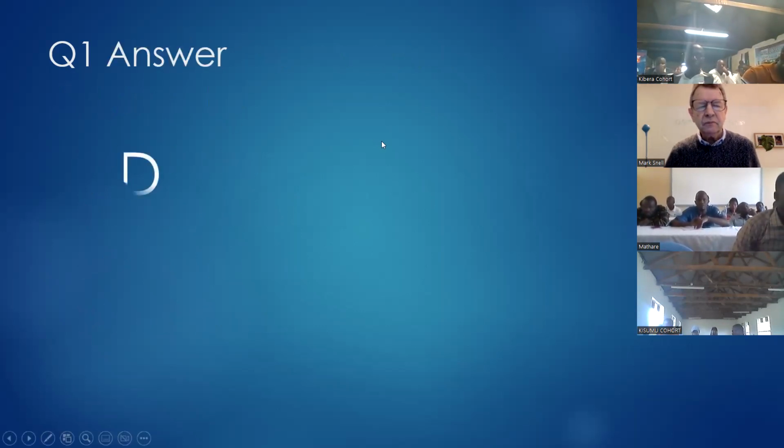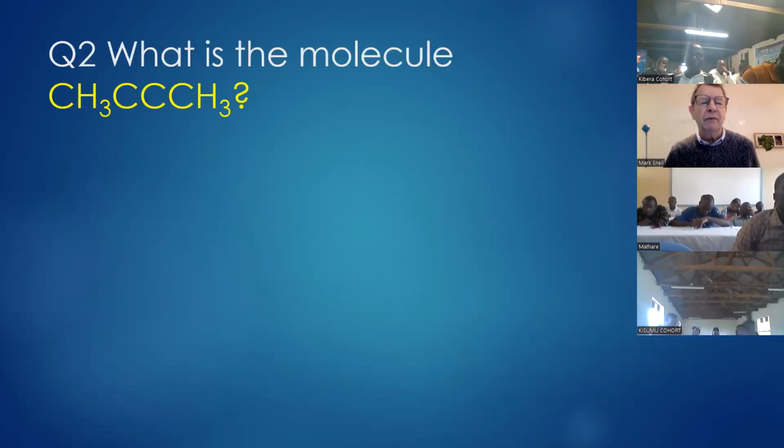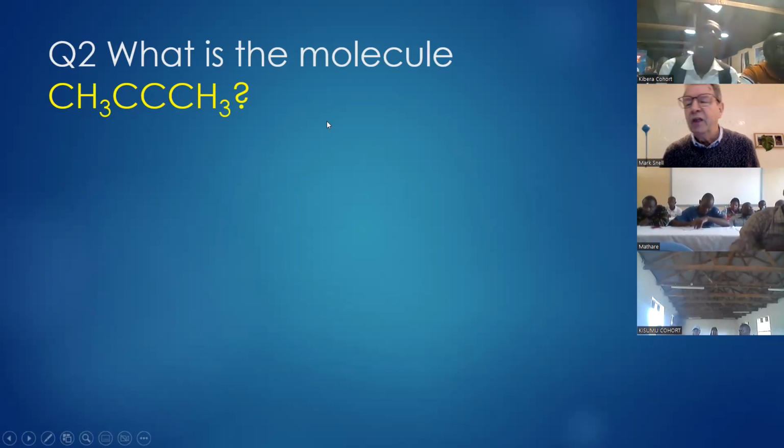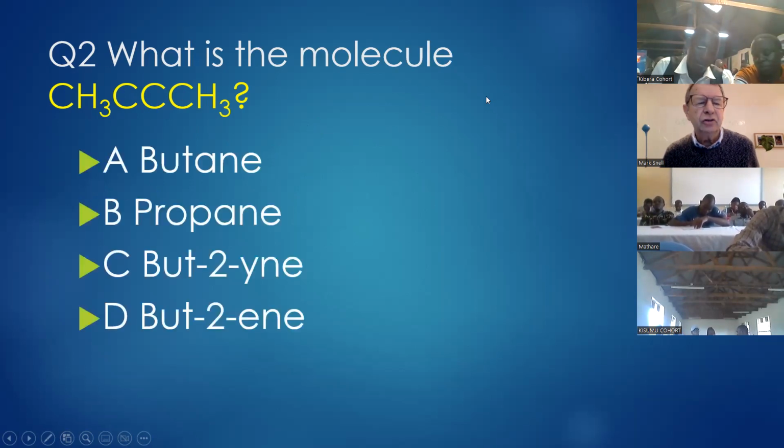Now, the students then feel good, and I often ask, who's got 100%? Okay, should we stop there? No, here's another one. What's this molecule? CH3CCCH3. That needs people to count up the number of bonds and to think, what must be happening between these central carbons? Here are their options.